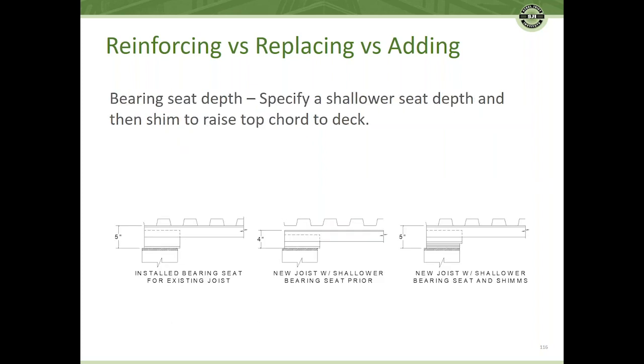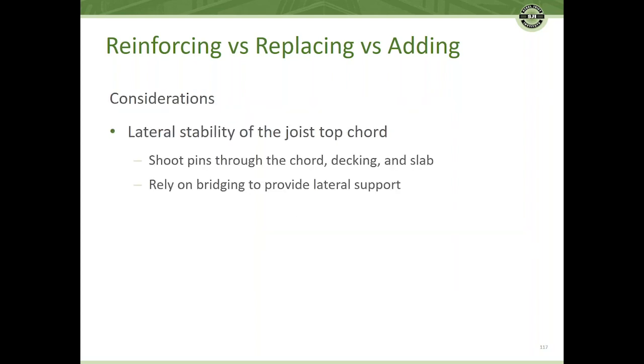When we talk about the bearing seats, typically, like for an LH series joist, we've got a 5-inch bearing seat. The new joist can be built with a shallower bearing seat. In this case, we show 4 inches, and in that particular case, you can see there's a gap between the top chord and the deck, so it's down a little bit, and then with the new joist, we can put some shims under it to get it right up to the deck and support the loads from the deck.